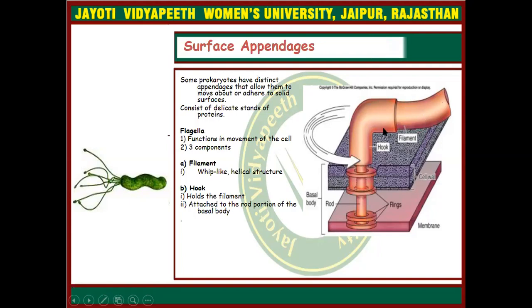The second one is the hook. This hook holds the filament. Here you are looking at the hook, and the filament is inserted inside it. The hook is attached to the rod portion of the basal body. The hook is between the filament and the basal body. It holds the filament, and it is attached to the rod part. This is the rod part of the basal body.